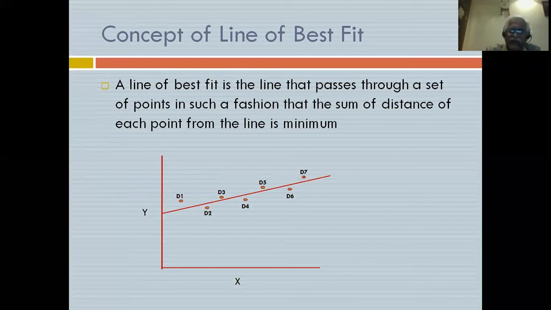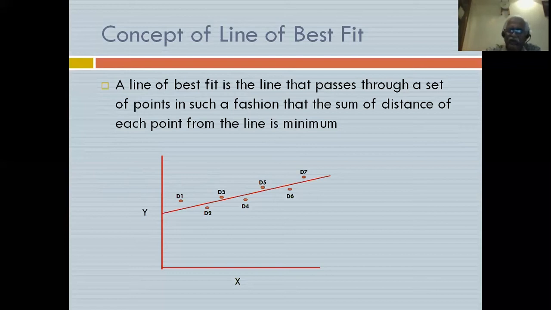Here is a y and x, and we got a straight line. The line of best fit is the line that passes through a set of points in such a fashion that the sum of the distance of each point from the line is minimum. That means the straight line sits in the mid area where all the points are very close to it. This is the straight line.